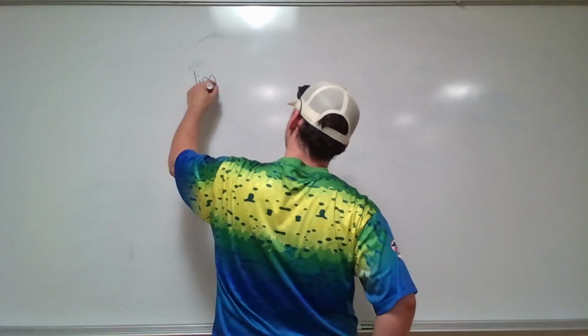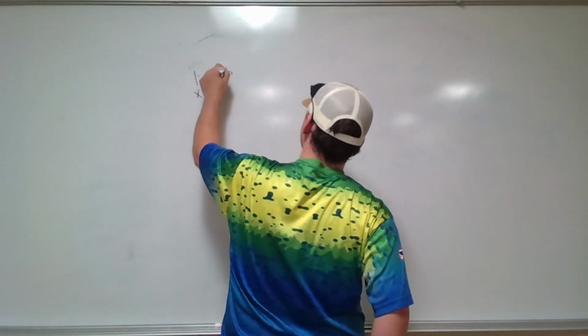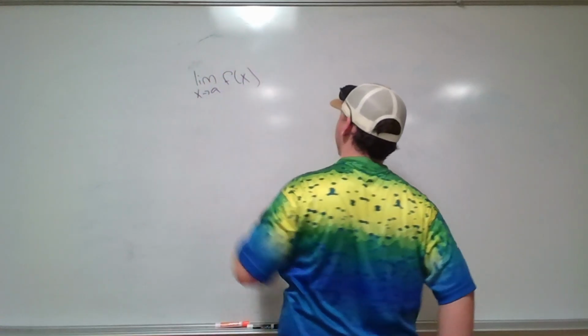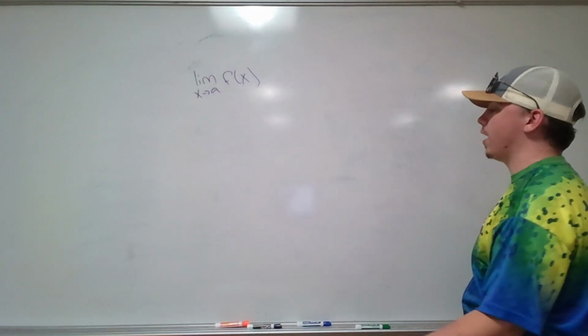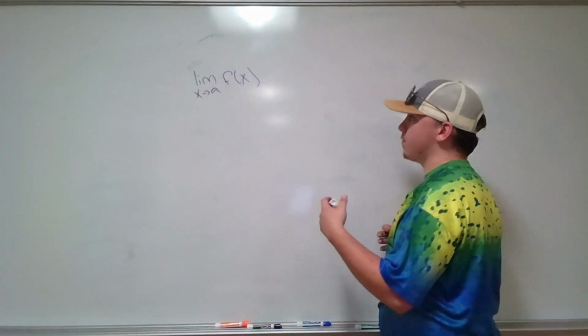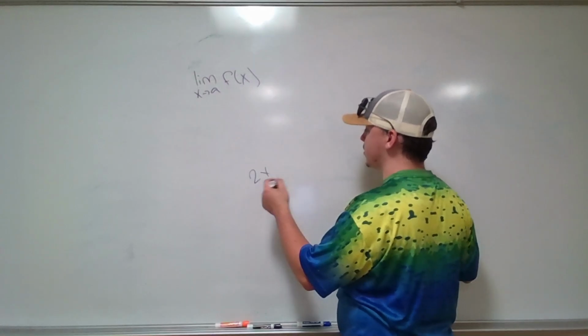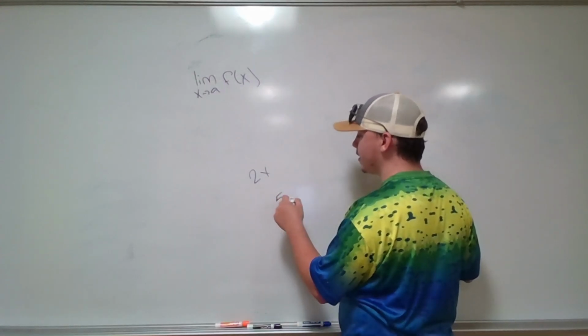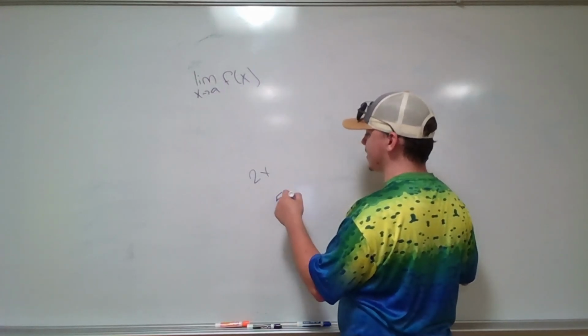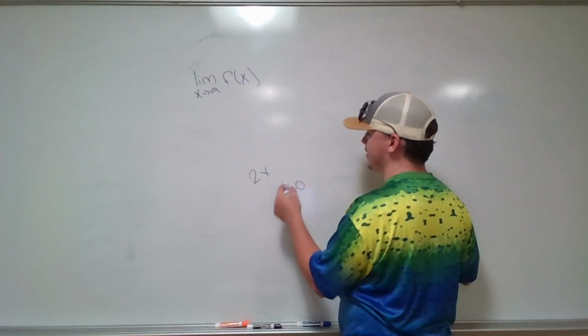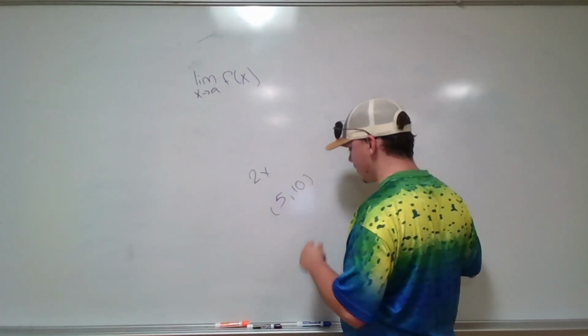As x approaches a, we'll usually have a function, f of x, and we try to figure out what value it goes to. So if the function is linear, like 2x, as x goes to, I don't know, 5, it's going to approach the value of 10, because it's not actually doing anything special.